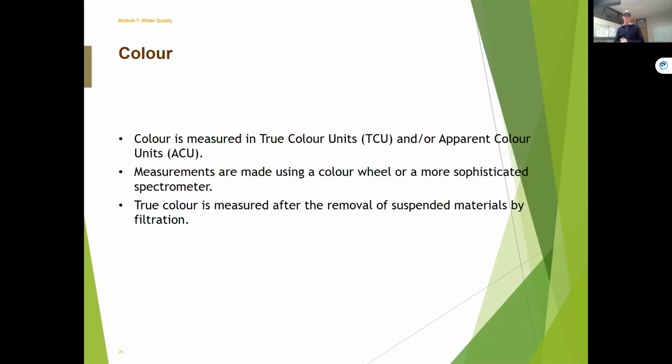Color comes in two forms, and both these forms are measured. One's called a true color unit, and one's called an apparent color unit. Simple measurements are made using a color wheel. These old color wheels are used all the time. I actually have two or three of them in the office here. They used to put a vial in and spin the top to make that work. Let me go grab mine for a second here.